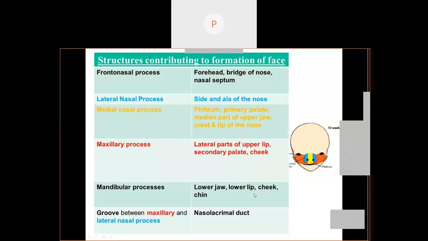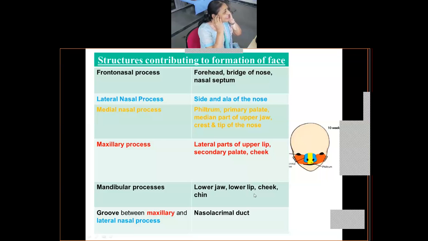Yes, ma'am. Yes, there is a cheek. That is towards the ear, isn't it? That is more lateral, isn't it? But here in a baby you can cuddle the baby in their cheek, because the maxillary process and the mandibular process fuse with each other and make the oral fissure small. Then the groove between the maxillary and the lateral nasal process will form the nasolacrimal duct.